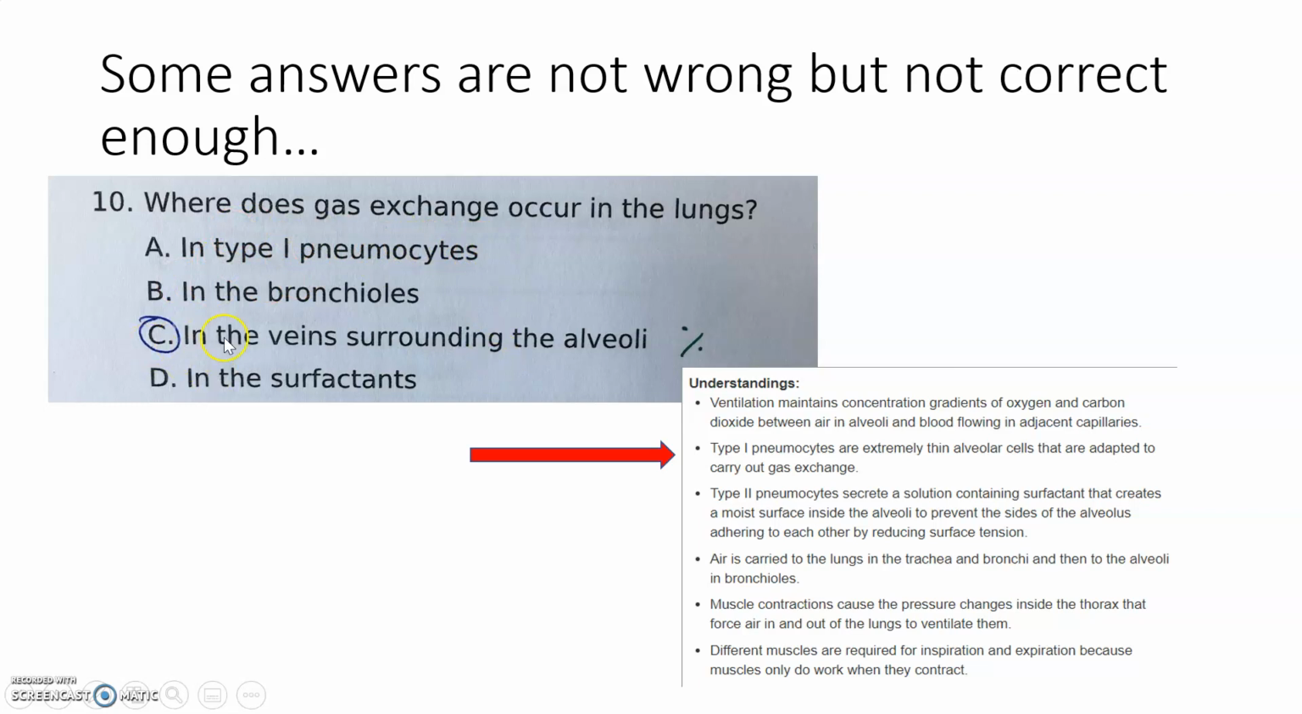So this answer is not entirely wrong, but it's just not what IB wants. It's just not the most correct out of those 4 possible answers, right? And the way you figure out what IB wants you to know is to use the guide, right? Because if you look at the gas exchange subtopic, it says here, as part of the understandings, type 1 pneumocytes are extremely thin alveolar cells that are adapted to carry out gas exchange. So they want you to know that it's the type 1 pneumocytes that are directly involved in gas exchange, which is why the correct answer in this case is A.